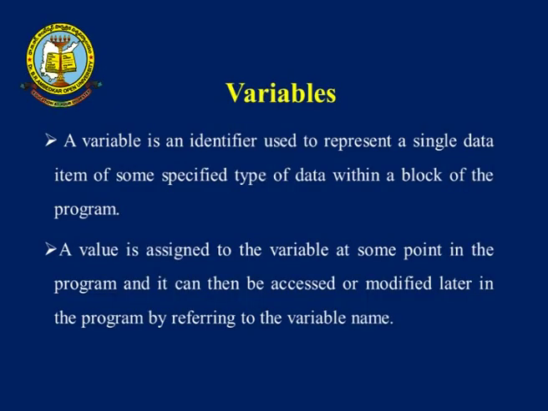So, next is the variable. What is a variable? The name itself says it varies, it changes. A variable is one of the identifiers which is used to represent a data item of specific data types within the block of a program. A data type is a storage type. It may be integer, floating point, or character type. These are the data types.